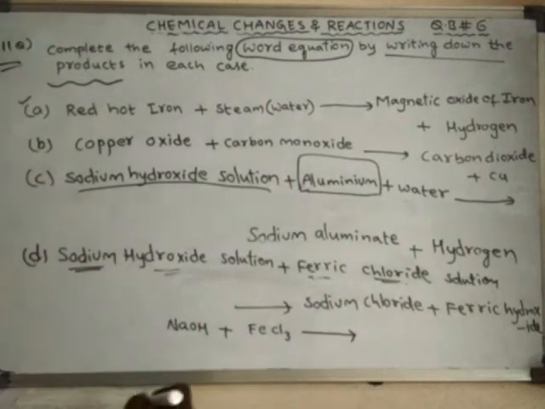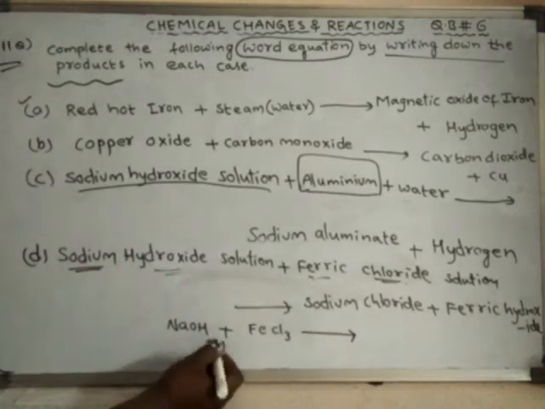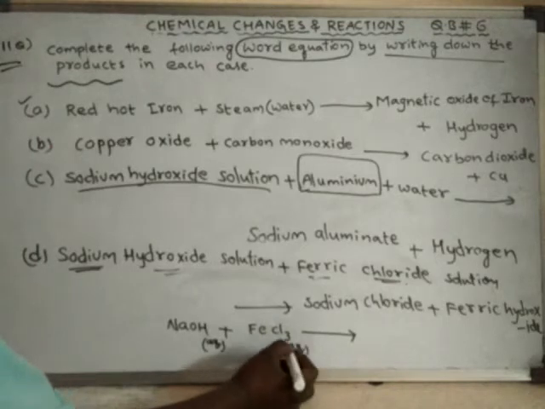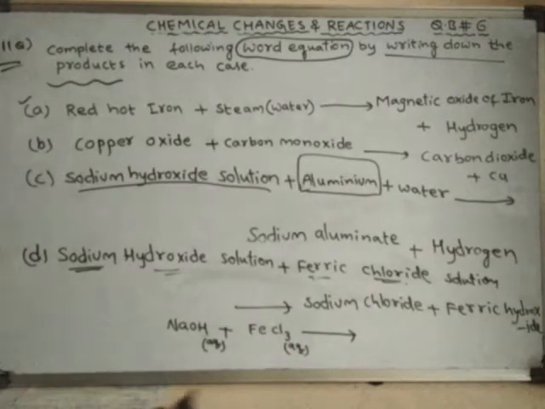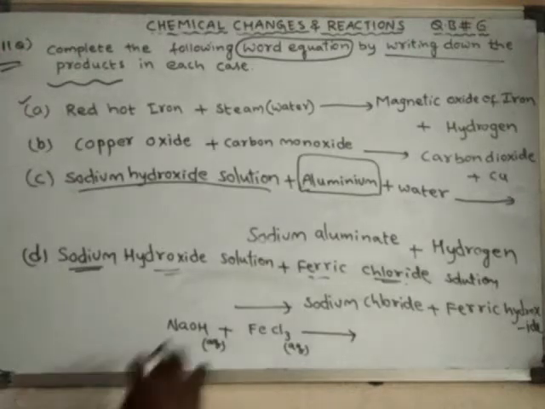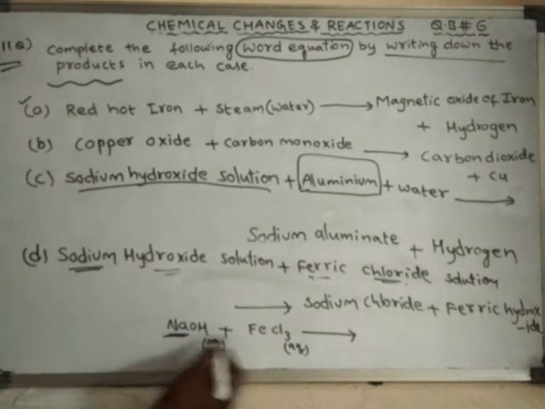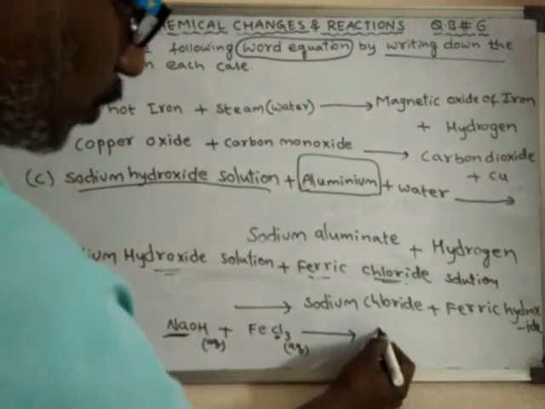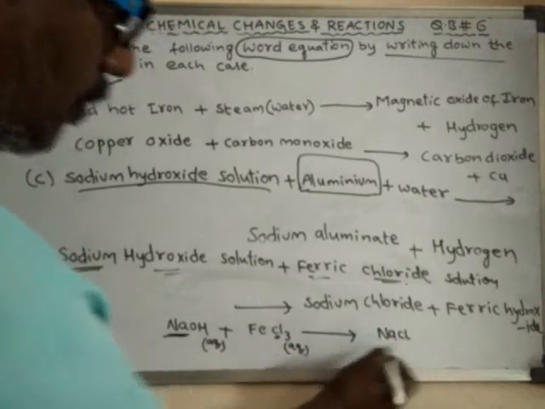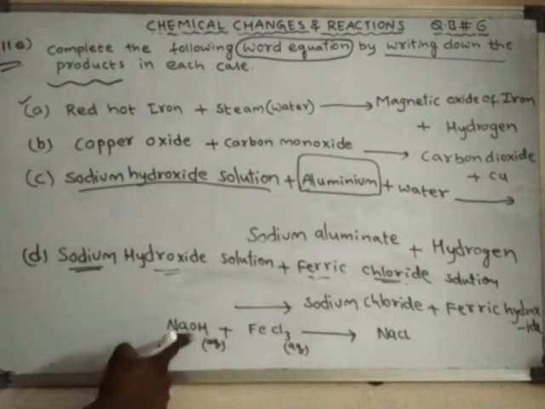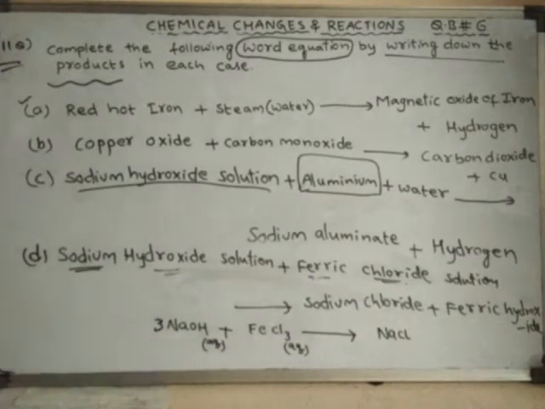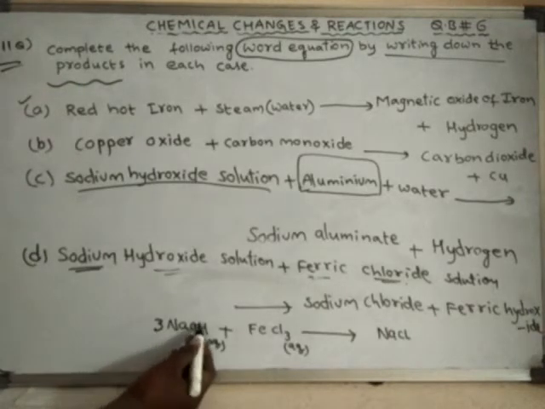So here what happens? Both are in solution form. When both the solutions are mixed, what happens? Here a double displacement reaction or double decomposition reaction takes place. Both the substances exchange their radicals, and after exchanging their radicals, they form new products. So sodium will take chlorine. Every sodium requires only one chlorine, but there are 3 chlorines. So that is why I write 3 sodiums. Now there are 3 OH.